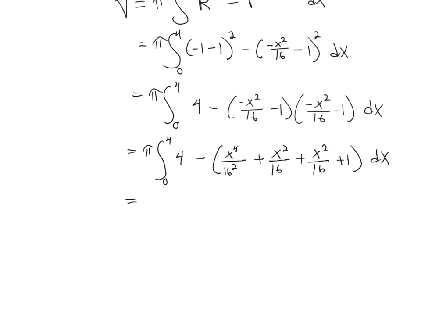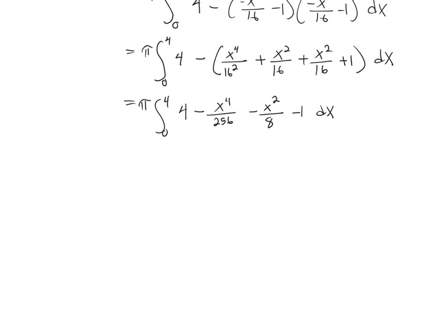Okay, and then we're going to go ahead and just combine like terms completely, and then we'll integrate. So we'll make that 4 minus x to the 4th over 256 minus, and that'll become an x squared over 8 minus 1 dx. I've distributed some negatives and combined like terms along the way. Then I'll have pi times the integral from 0 to 4 of 3 minus x to the 4th over 256 minus x squared over 8 dx, and then we can integrate.